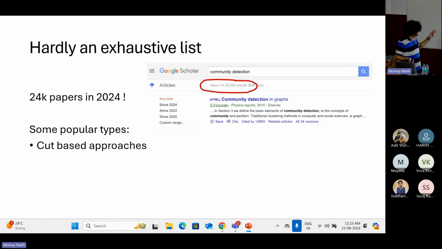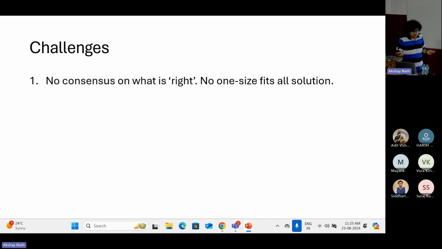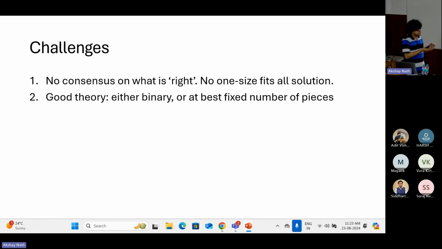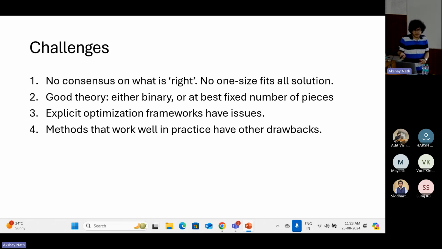And there are a lot of popular types of these algorithms. I'll skip over the exact types, but take my word for it for now that there are issues with a lot of these methods. So the challenges are, first of all, there's no consensus on what's right. A good theory doesn't scale well for the settings that are useful in real life. And the explicit optimization frameworks have a bunch of other issues, like it's not only expensive, it also doesn't look at the right thing. And methods that work well in practice have other drawbacks.